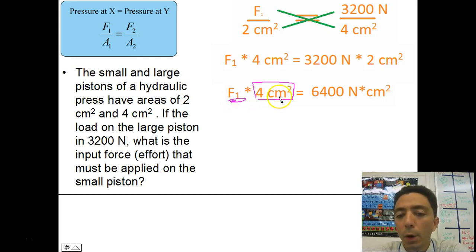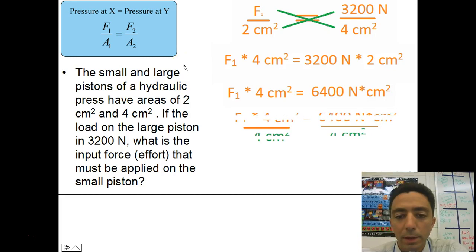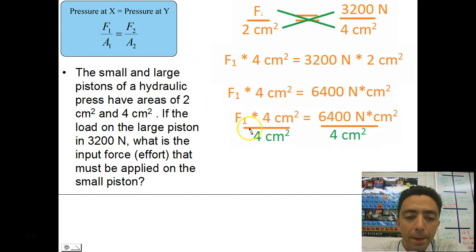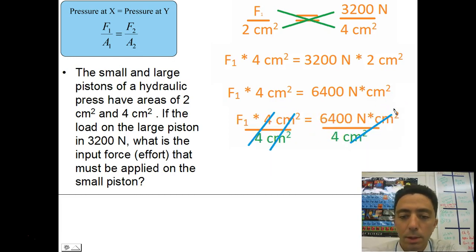So we're going to move over this 4 centimeters squared to the other side of our equality. The best way to do that, because we're multiplying here, is to do the opposite. The opposite of multiplication would be division, of course. So we divide. And if we divide each side by 4 centimeters squared, we haven't changed the equality. I'm doing the same thing to each side. Each side remains equal to itself. When I divide by 4 centimeters squared, however, I will cancel some things out on the left. I'm also going to cancel something out on the right. And this is what it looks like.